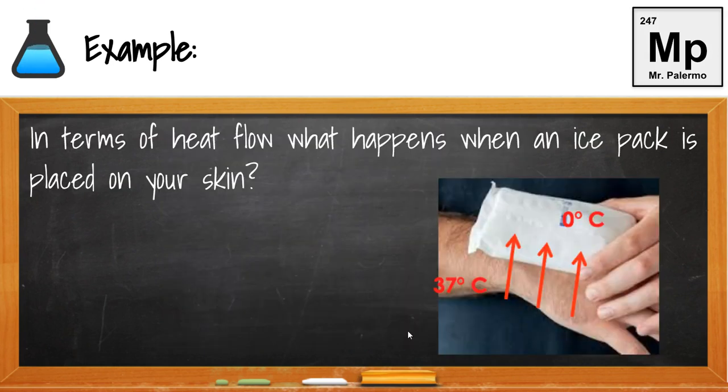Here's another example. In terms of heat flow, what happens when an ice pack is placed on your skin? Now, it's often thought that the ice pack is going to transfer cold to your skin, and that's not the case. We're talking about heat, we're talking about energy. So what's happening is that our skin is 37 degrees Celsius and the ice pack is 0 degrees Celsius. And so heat energy is going to be transferred from our skin to the ice pack, in essence warming up the ice pack. As it's doing that, it's drawing heat from the skin on our arm or our hand, and it makes the temperature decrease, and so it feels colder. And it's going to keep doing this until the ice pack reaches thermal equilibrium with our skin.